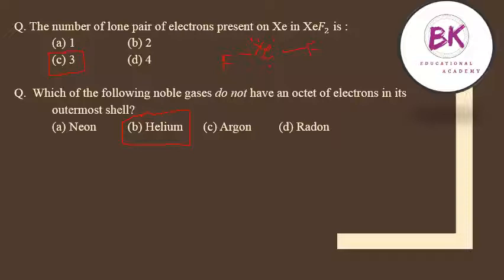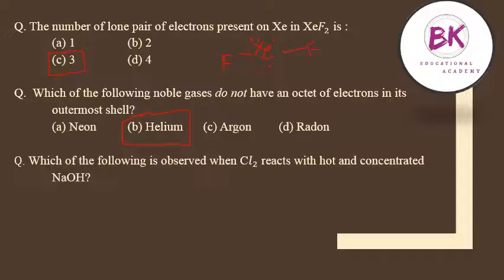हीलियम का ऑक्टेट नहीं होता, हीलियम अपना एक डबलेट शो करता है, because in helium there are 2 electrons in the s subshell. It has 1s2 electronic configuration. So helium shows a duplet, not an octet. So the answer for this question, the noble gas which does not have an octet of electrons in its outermost shell, is helium gas.